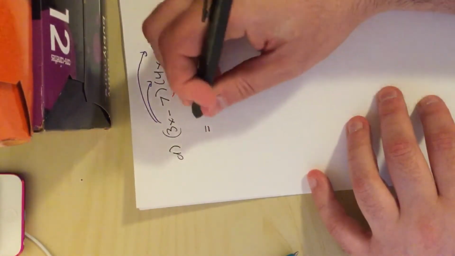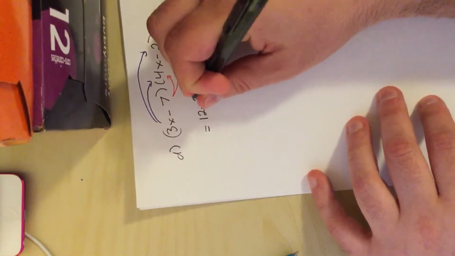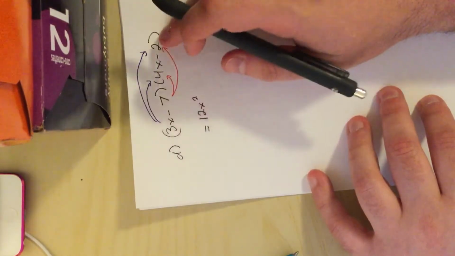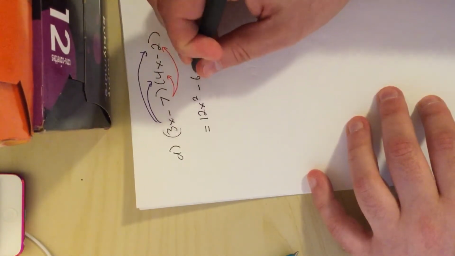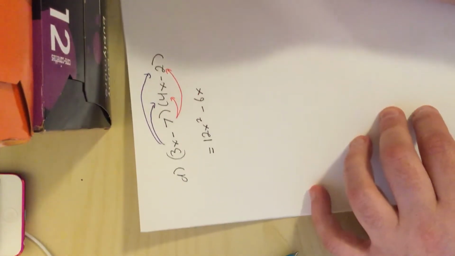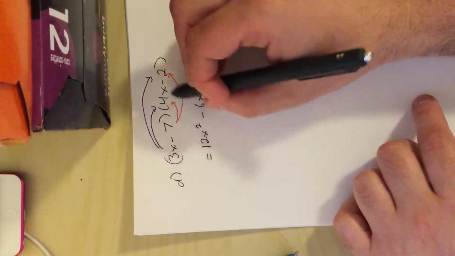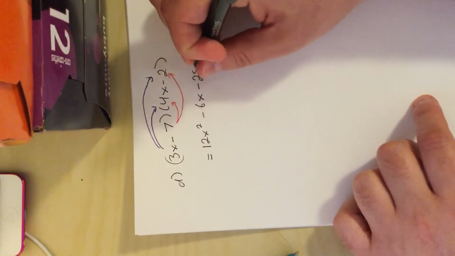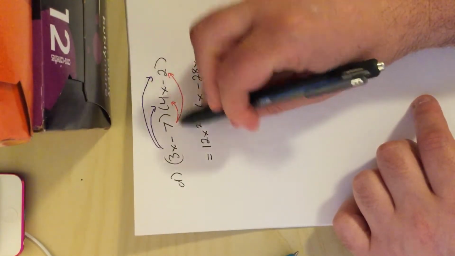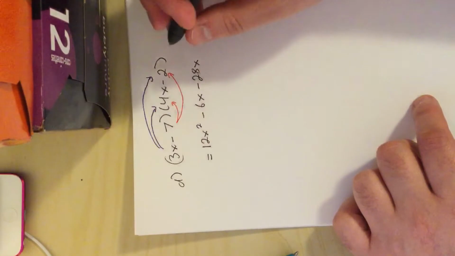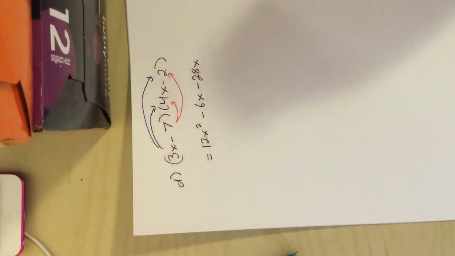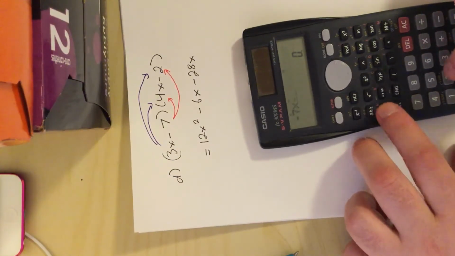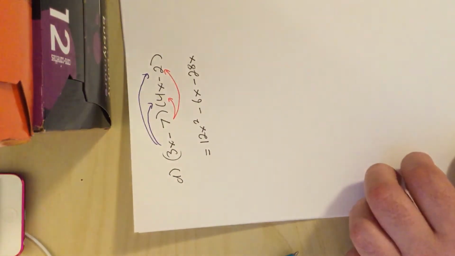So 3x times 4x is 12x squared. 3x times negative 2, you have to be careful, 3 times negative 2 is negative 6. So that's going to be minus 6x. Then we do the red ones. Negative 7 times 4x is negative 28x. And a negative times a negative, negative 7 times negative 2, if you put it into your calculator, turns out to be positive 14.